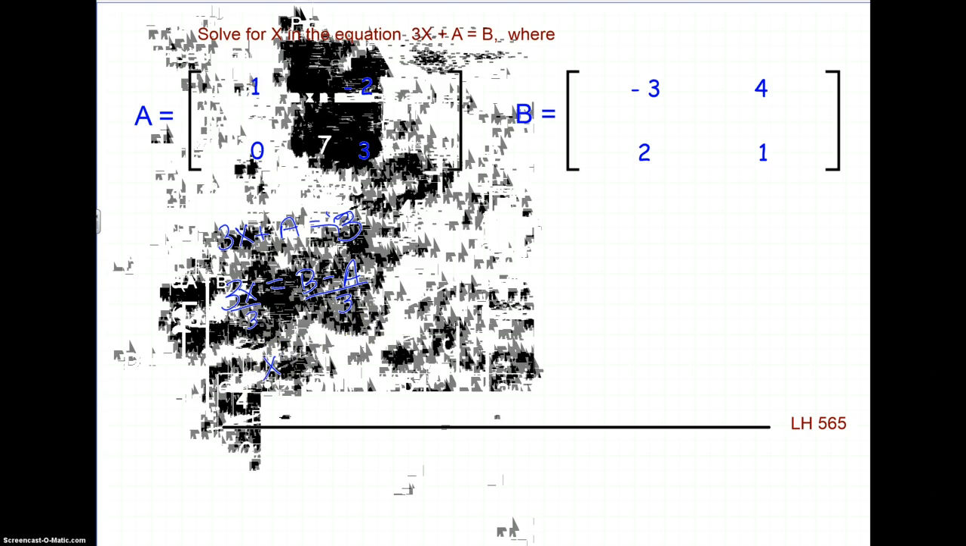So I get x equals the matrix subtraction b minus a over 3. b minus a divided by 3, which is the same as 1/3 times the quantity b minus a.